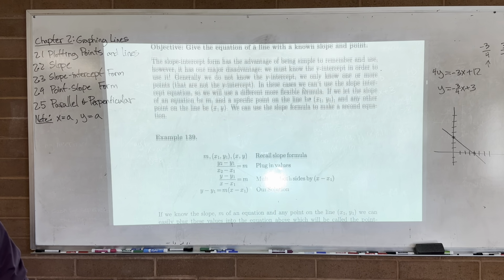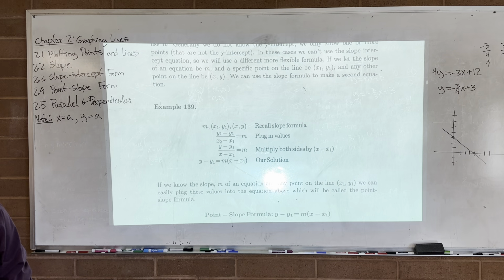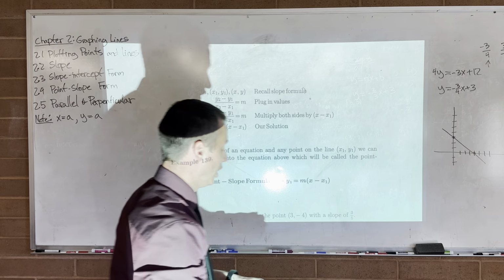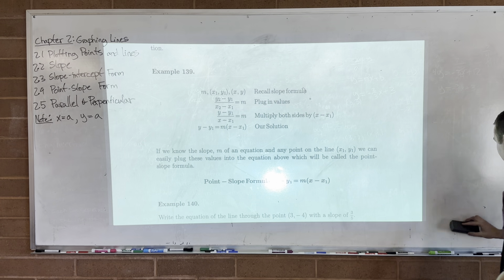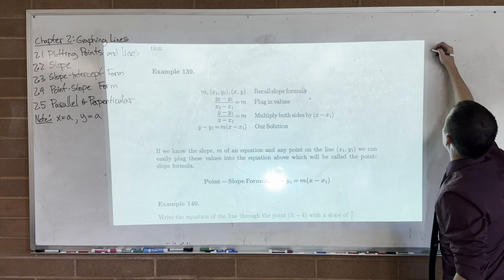All right. And now, going back to our point slope formula. So our point slope formula was y minus y1 is equal to m times x minus x1. Here's a formula we use when we know the slope and we know a point. Right? Okay.